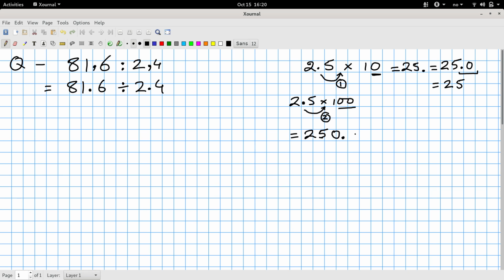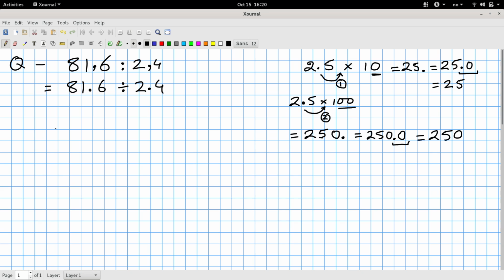Since we can't write it like this, we will use the notation 250.0. And since mathematically this is insignificant, we can just ignore it and consider it 250. So this was the refresher on decimal movement. So now we see that both of these numbers here, 81.6 and 2.4, have only a single digit decimal on the right.